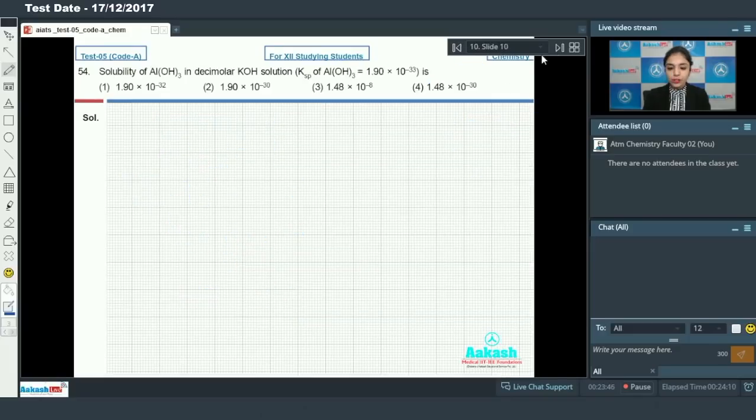So let's move on to the next one now. We have question number 54, which says the solubility of aluminium hydroxide in decimolar KOH solution, and you have been given the Ksp of aluminium hydroxide. So first of all, write the dissociation of Al(OH)3. It will produce Al³⁺ and 3OH⁻. So we can write it like this: 1 minus S, here S and here 3S, where S is the solubility.